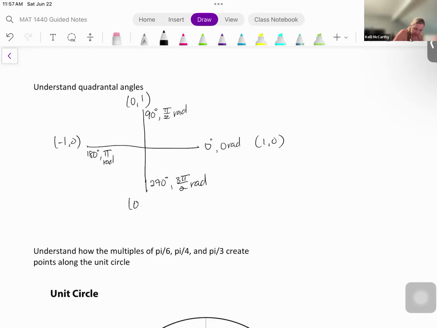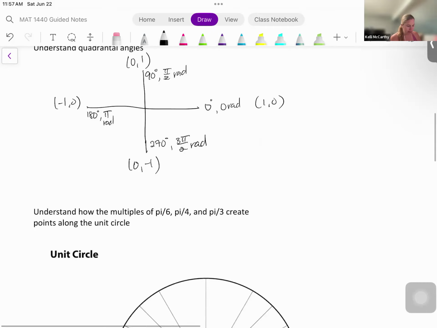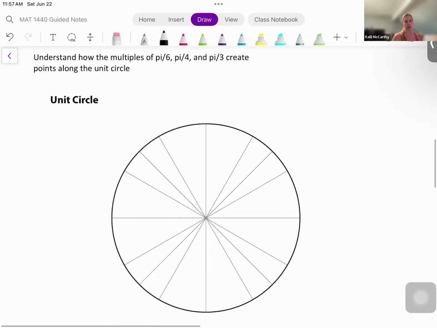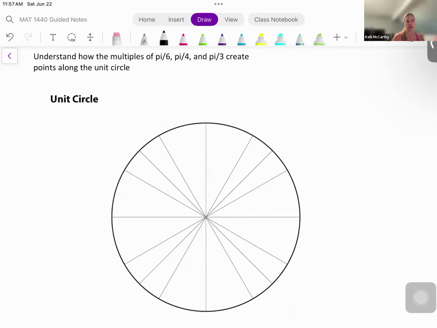And that ordered pair is 0, negative 1. And then again, cosine is your x value, sine is your y value in those ordered pairs. The next thing we want to understand is how the multiples of pi over 6, pi over 4, and pi over 3 create these points along the unit circle.